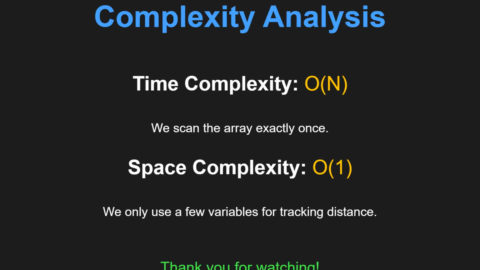For complexity, the time complexity is O(n) because we traverse the array exactly once. The space complexity is O(1) since we only use a few variables.